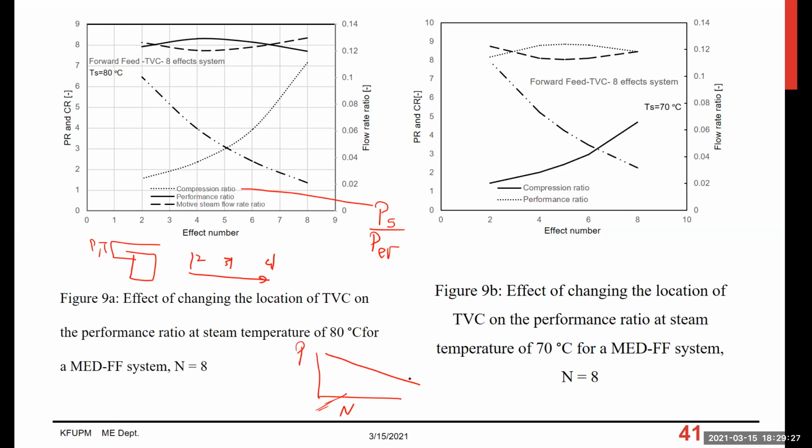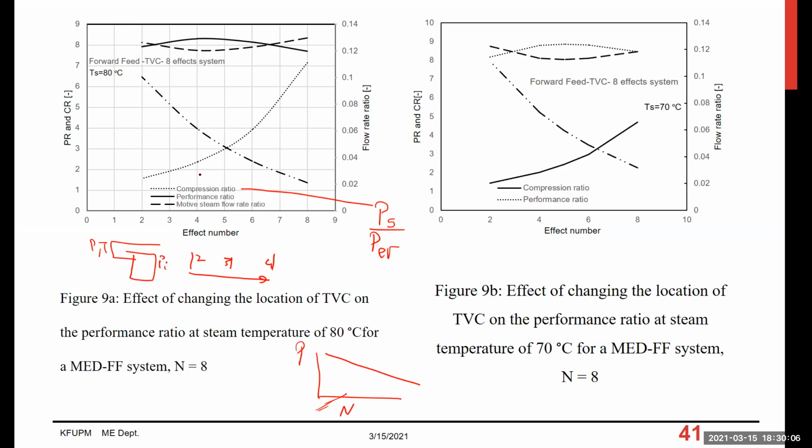So the compression ratio increases. The ratio is known, for example PS over P1 if the TVC is located at 1. This is the compression ratio. But if it is located at 2, it will be PS over P2. This is bigger because P2 is smaller. P3 is smaller, so the compression ratio is bigger. P4 is even smaller, so the compression ratio is bigger and bigger. So the compression ratio increases as you are moving the TVC away from the front.